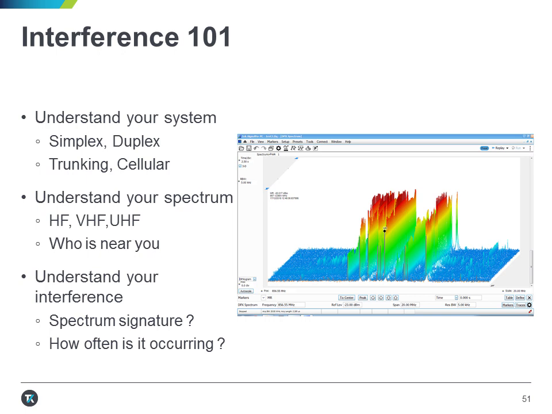Third, we need to understand our interference. What is the spectrum signature of this interference? How often is the interference happening? What is the effect of the interference on the victim receiver? In order for us to solve the problem, we have to understand all of these issues.